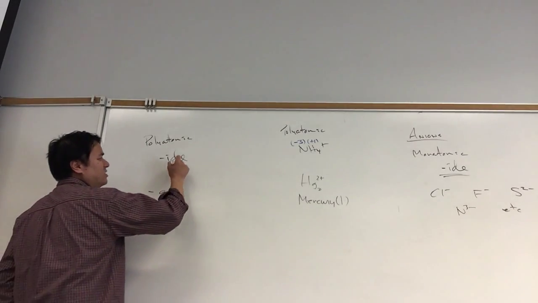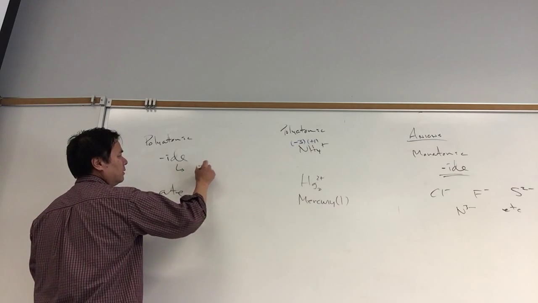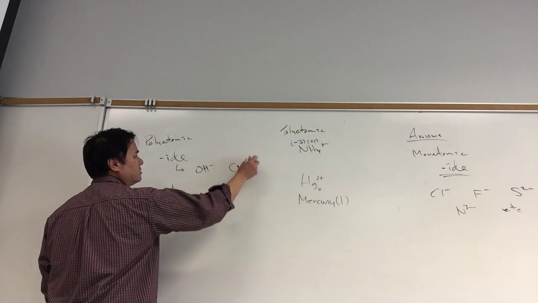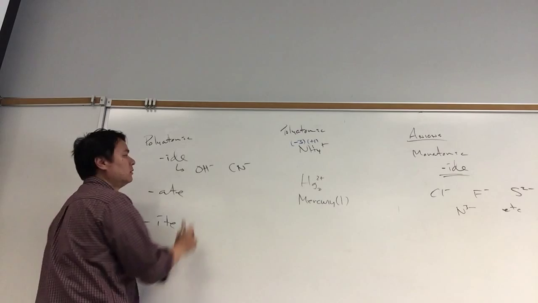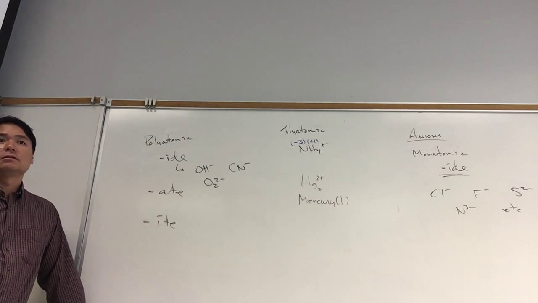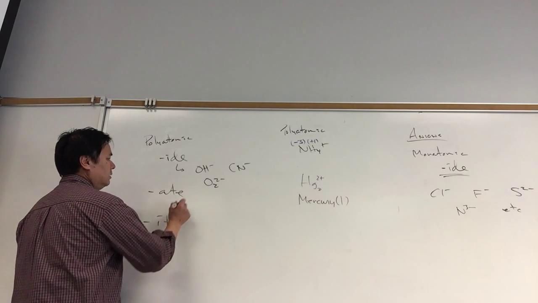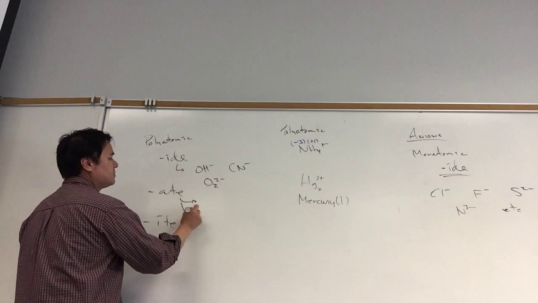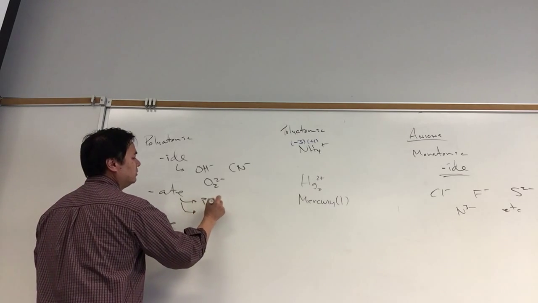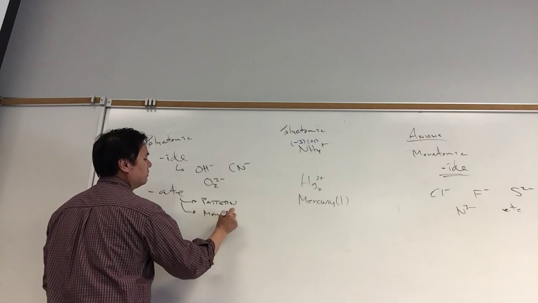For the IDEs, you just memorize these. What polyatomics end in IDE? Hydroxide, cyanide. You know this one? O2 2 minus? Peroxide. Okay, the ATEs. The ATEs, we have 2 types of ATEs. One from a pattern, the other from just straight memorization.